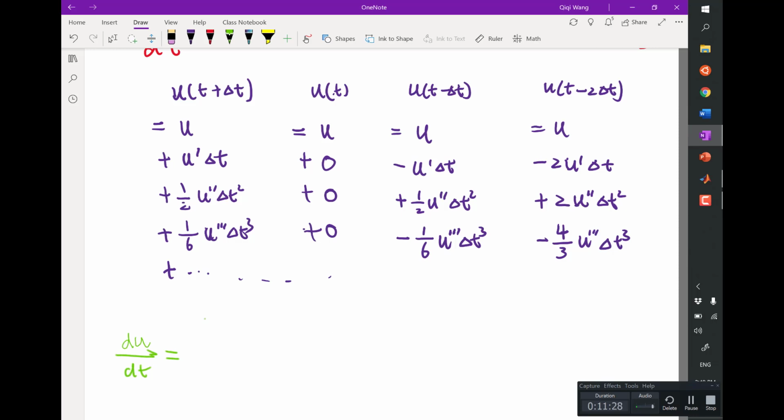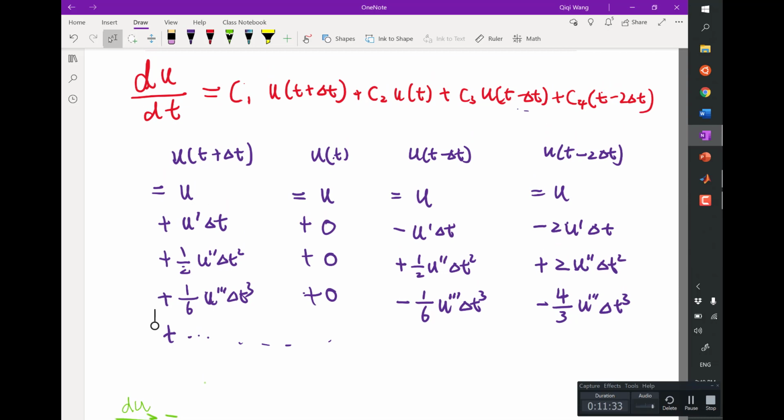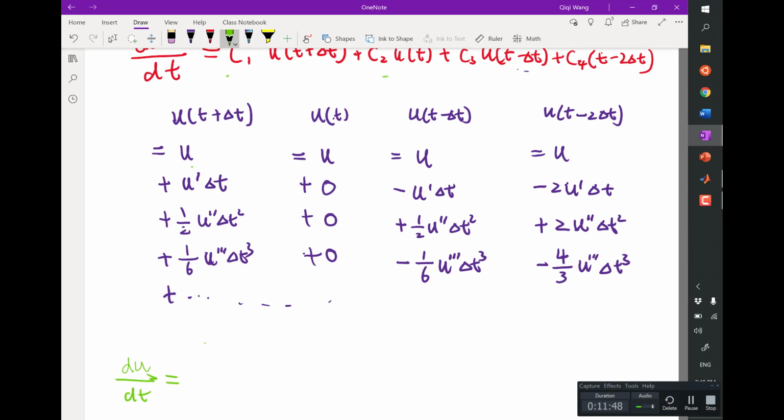Just to be very clear, this matrix is going to be multiplied with these coefficients and added together, right? Not only the columns are going to be added together, the rows are also going to be added together, right? And the rows are actually multiplied by u prime delta t, u double prime delta t squared, and u triple prime delta t cubed. So when you multiply every row by a different number and add them together, how do you represent that in matrix algebra?